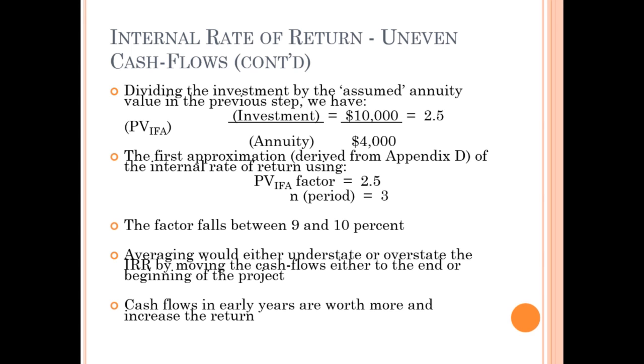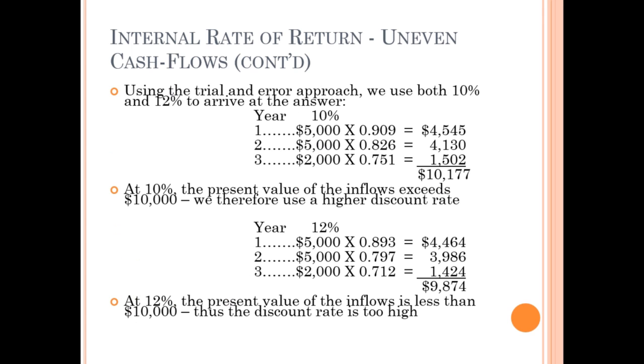Averaging would either understate or overstate the internal rate of return by moving the cash flows either to the end or beginning of the project. Cash flows in early years are worth more and increase the return. Another example shows this for 12%, 10% present value, and then again at 12%.